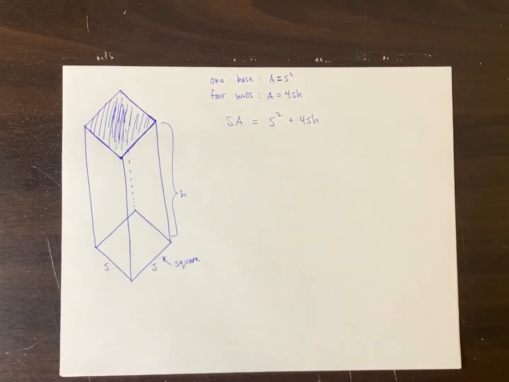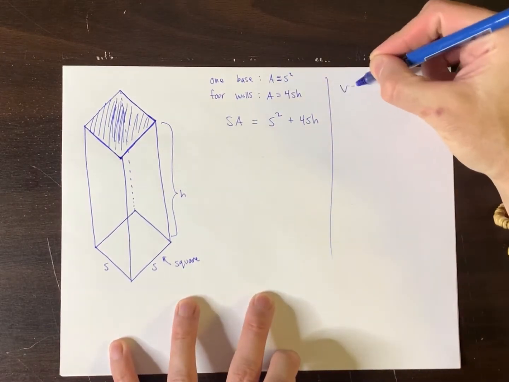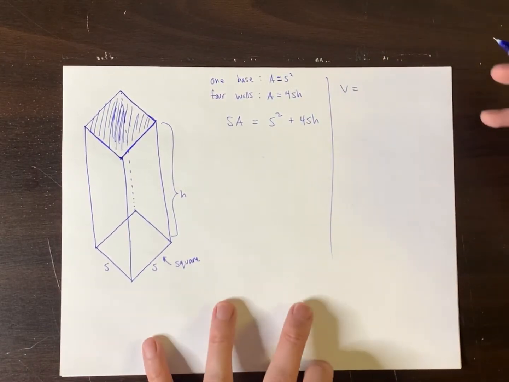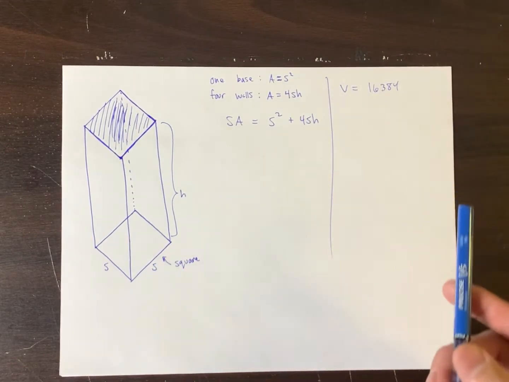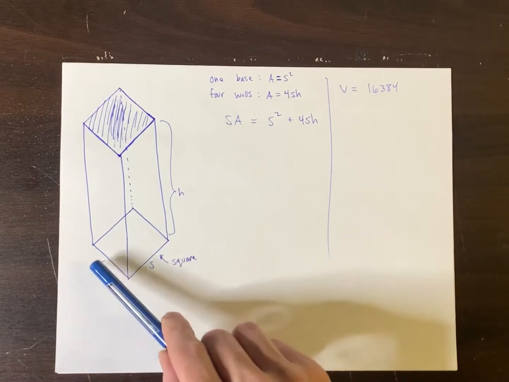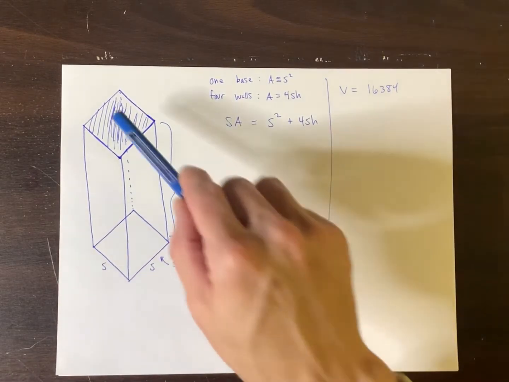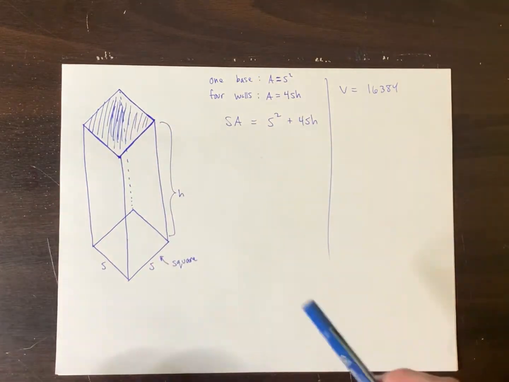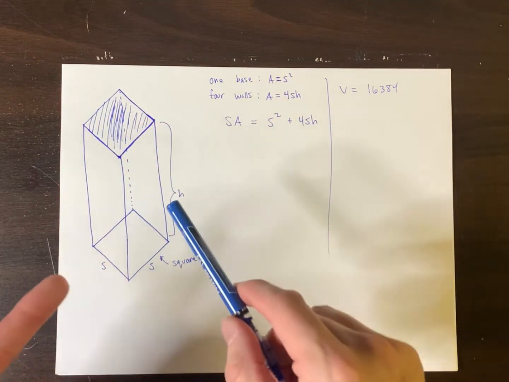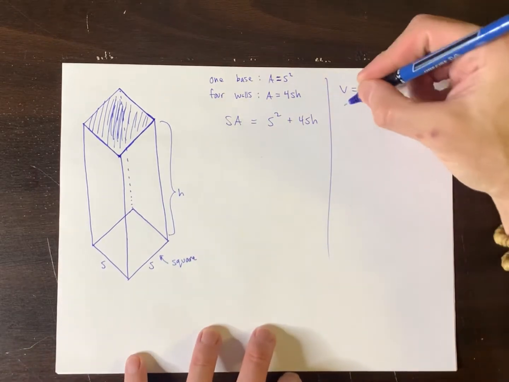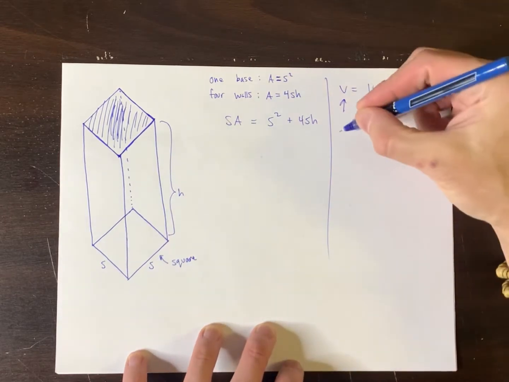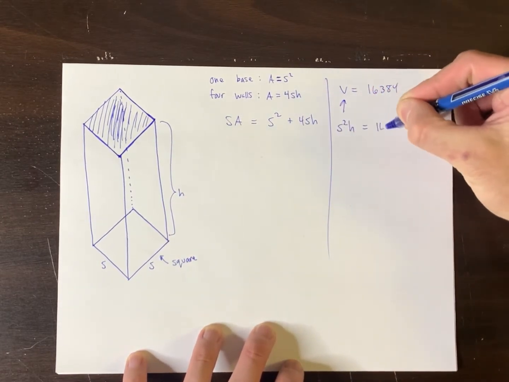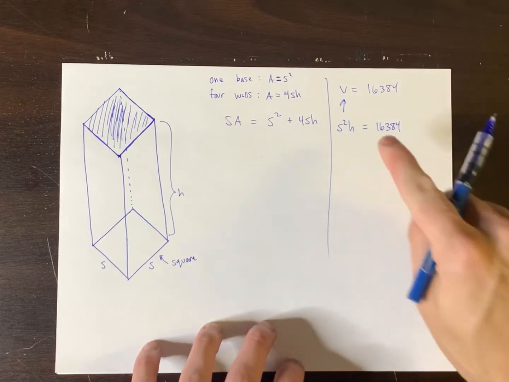However, we have to also consider the volume. They said that the volume of this shape is 16,384. Now, how do you find the volume of a box? You basically go length times width times height, right? Even though the top is open, that doesn't matter. The volume of a rectangular prism, a box, is length times width times height. So volume can be replaced by length times width times height, which is s squared h equals 16,384. That's a true statement, and so is this.